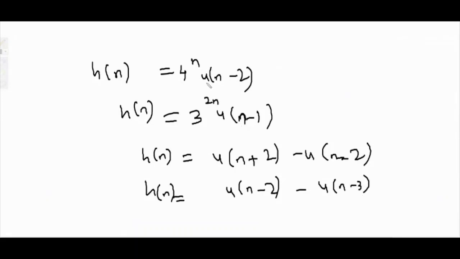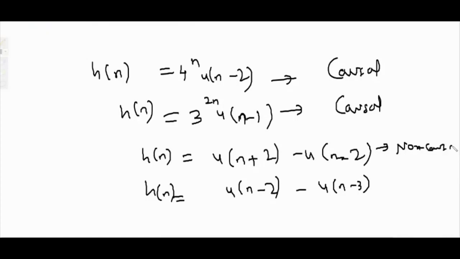First one, it is of the form u(n-alpha), therefore the answer is causal. The second is of the form u(n-alpha), therefore causal. Now, other than u(n-alpha), if you see anything like here u(n+alpha), therefore the answer is non-causal. Then here u(n-alpha), u(n-alpha), therefore causal.